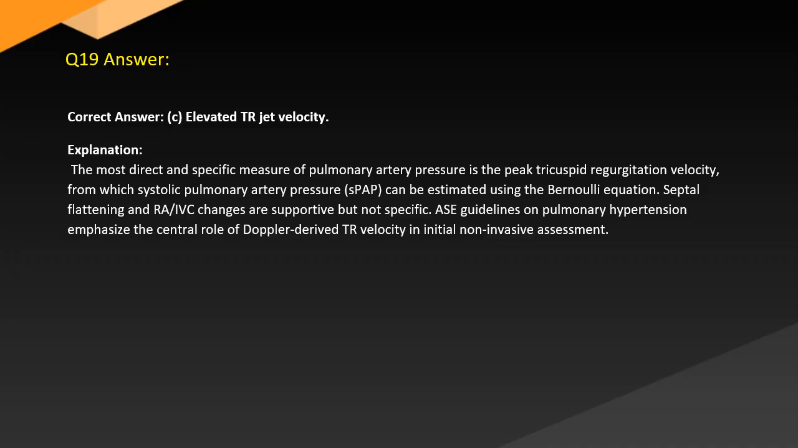Answer. Correct answer: C. Elevated jet velocity. Explanation. The most direct and specific measure of pulmonary artery pressure is the peak tricuspid regurgitation velocity, from which systolic pulmonary artery pressure (SPAP) can be estimated using the Bernoulli equation. Septal flattening and right atrial changes are supportive but not specific. Guidelines on pulmonary hypertension emphasize the central role of Doppler-derived velocity in initial non-invasive assessment.